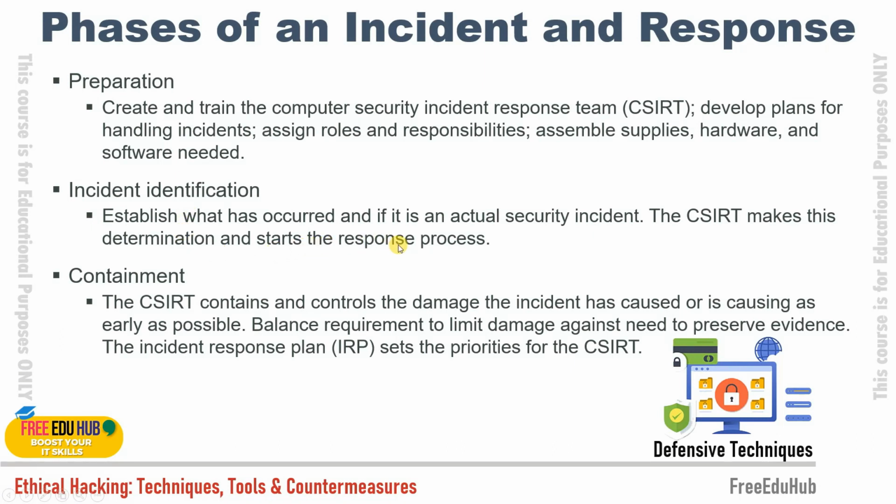So it's not that if there was an attempt on the network for any kind of information leak, you'll identify it as an incident. You will identify it, but as a response to an attack. Maybe you had proper systems which defended your infrastructure, so you'll have to check whether other systems are also protected against attacks coming from outside. Then you have containment. The CSIRT contains and controls the damage the incident has caused or is causing, as early as possible. Balance the requirement to limit the damage against the need to preserve the evidence. The incident response team sets the priorities for the CSIRT.